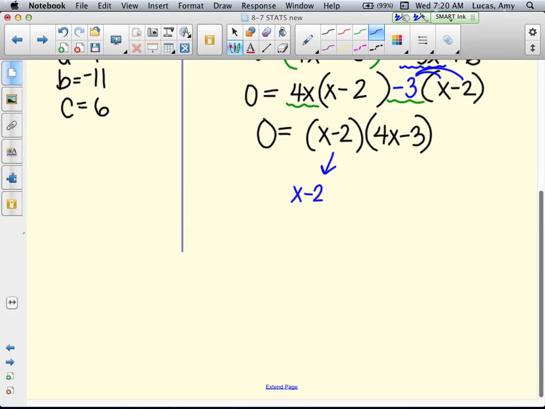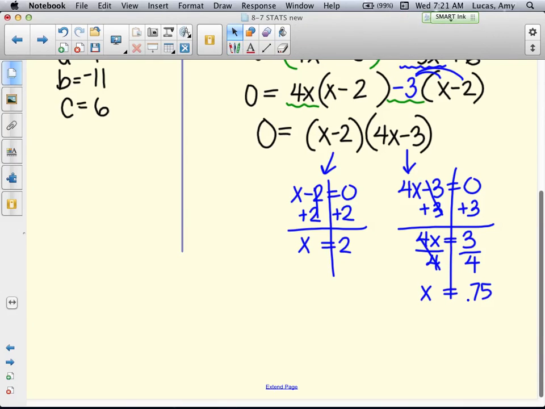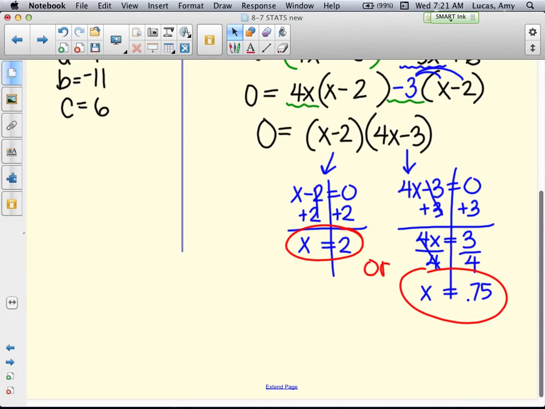So x minus 2 equals 0. Add 2 on both sides. X equals 2. 4x minus 3 equals 0. Add 3 on both sides. 4x equals 3. And divide by 4. X equals 3/4, or 0.75. You can leave that one a fraction or a decimal. So x equals 2, or x equals 0.75.